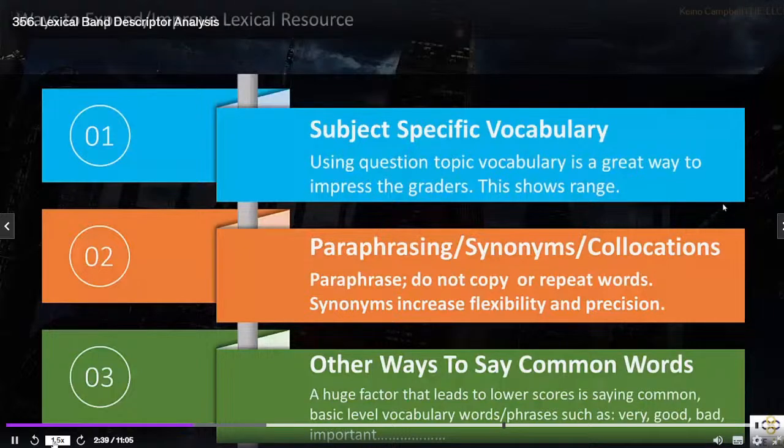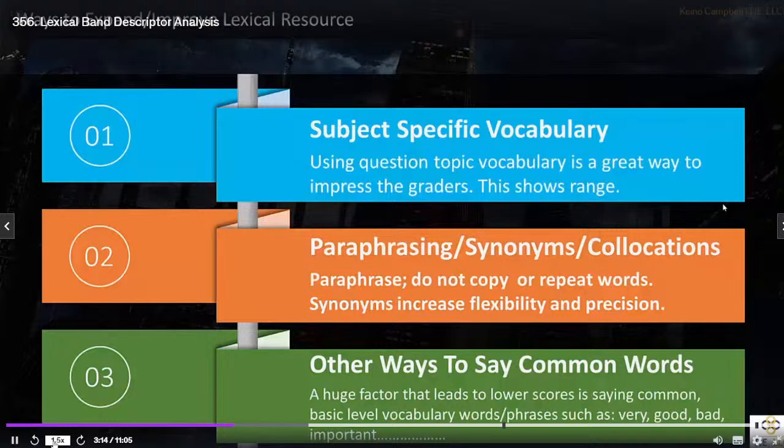Paraphrasing, synonyms, and collocations, right? Graders love this. Paraphrase and synonyms really increase the flexibility and precision of what you're talking about. And native speakers use a lot of collocations. Collocations can be kind of tricky to learn because these are just when you have 2 or 3 words that are put together in a way that native speakers use them. And this takes time for you to really listen to a lot of native speakers and read up on collocations. That's why practicing is so important.